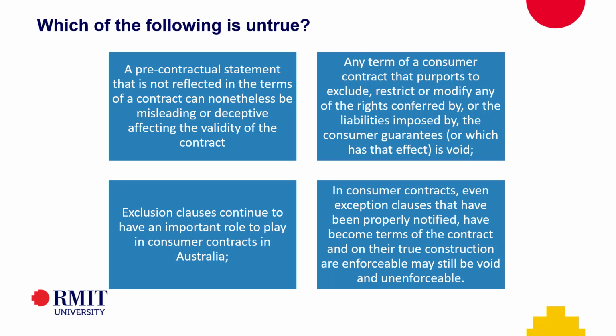Secondly, a term of a consumer contract that purports to exclude, restrict or modify any of the rights conferred by or liabilities imposed by the consumer guarantees, which has that effect, is void. Exclusion clauses continue to have an important role to play in consumer contracts in Australia, even exclusion clauses that have been properly notified, have become terms of the contract on their true construction, or are enforceable, may still be void and unenforceable. One of those is untrue, the others are good little reminders for you. Some of you have got the slides so you can see.